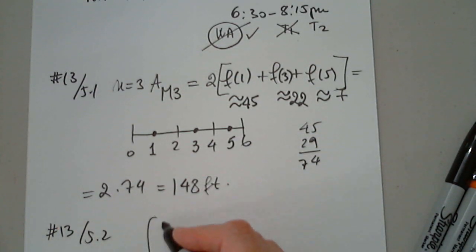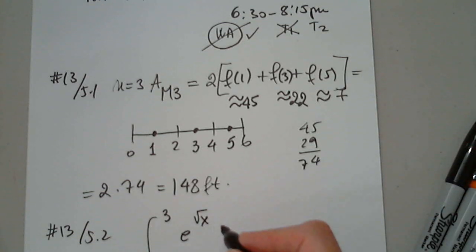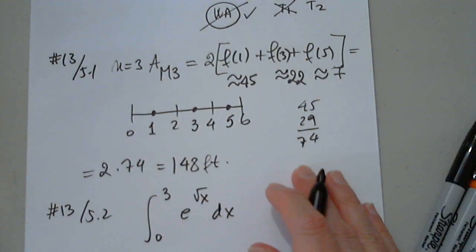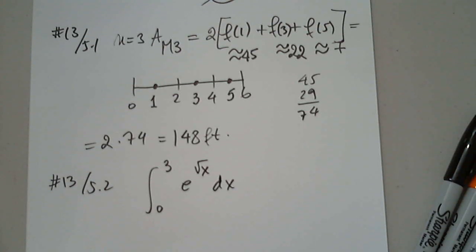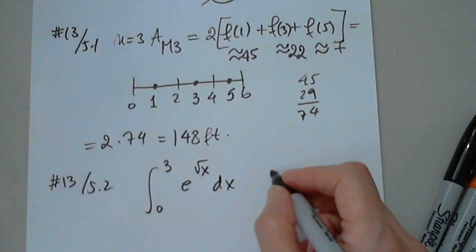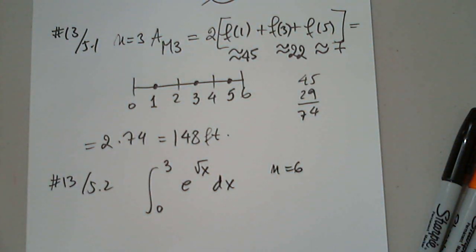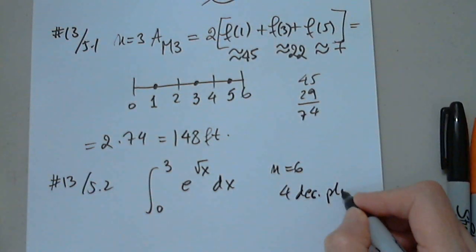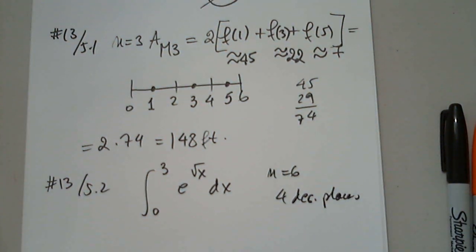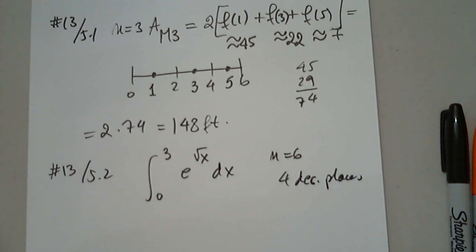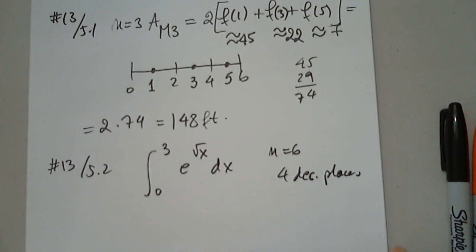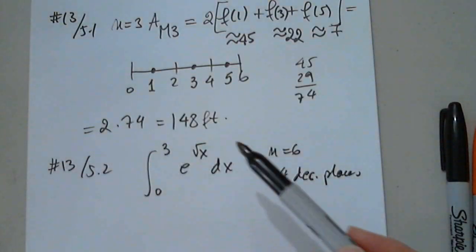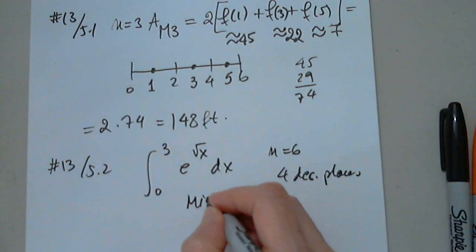So we have the integral from 0 to 3, e to the square root of x dx. Don't try to find the antiderivative of this. It's not going to work. And they want n equals 6 subintervals. And they want us to approximate to 4 decimal places. 4 decimal places. Perfect. And then I would like to show you how to do this with a calculator. Okay. So first of all, they're asking us to use midpoint.